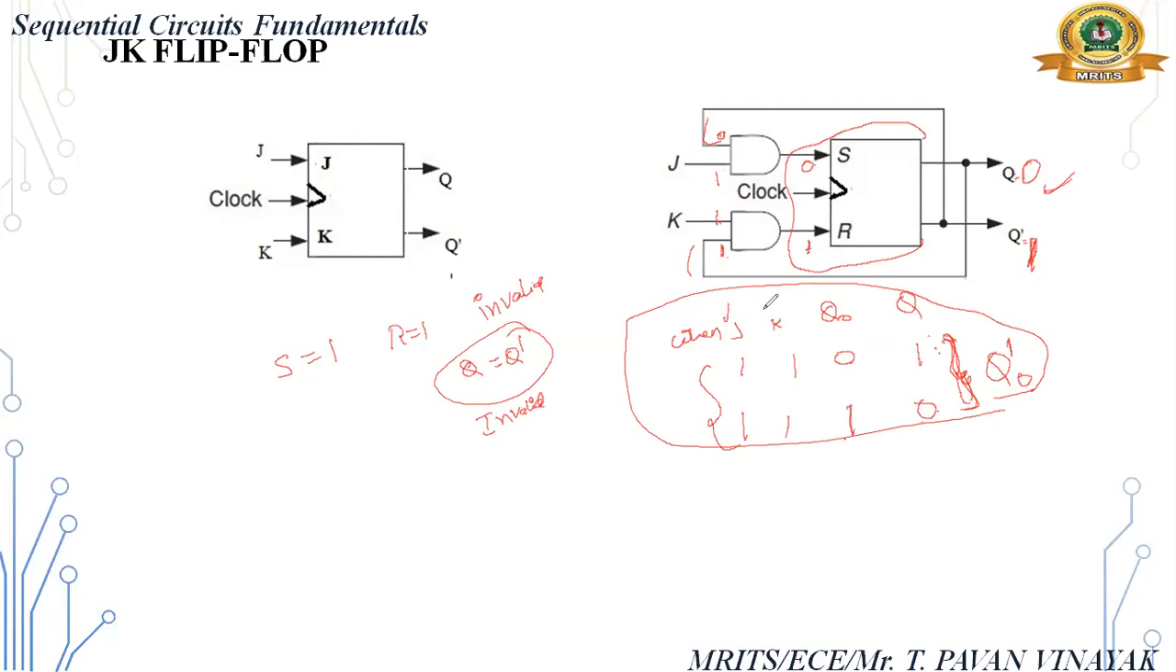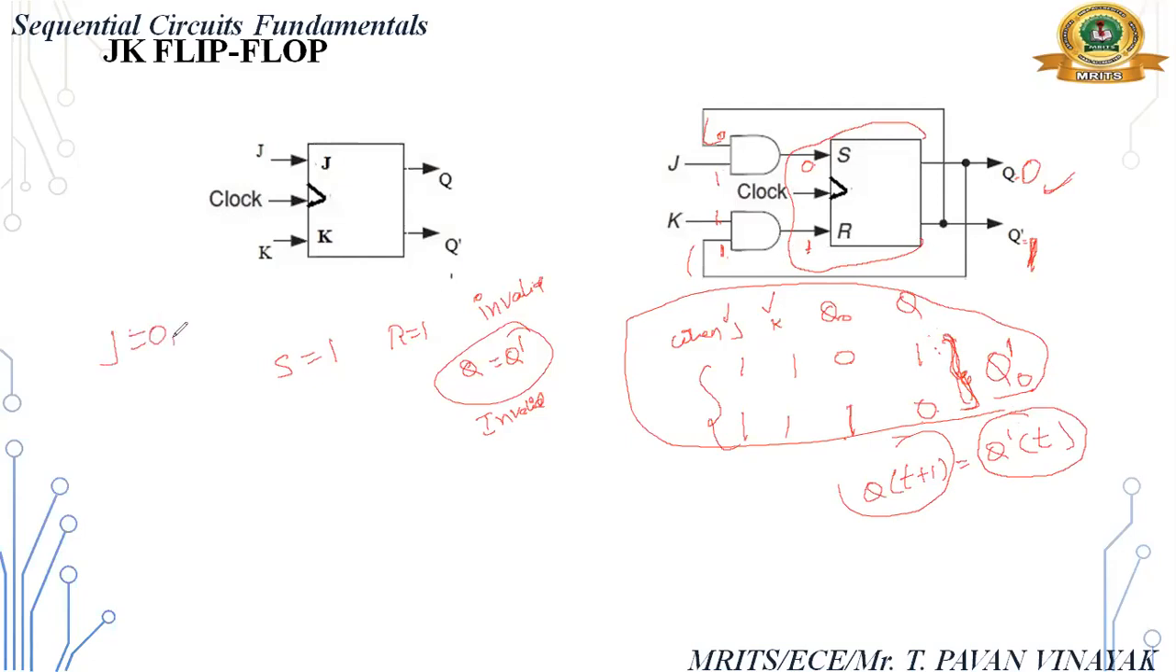But when J is equal to 1, K is equal to 1, we get Q of T plus 1 is Q bar of T. So the next state will be the previous state output, that is in complement form. Remaining all operations are same as SR flip-flop.